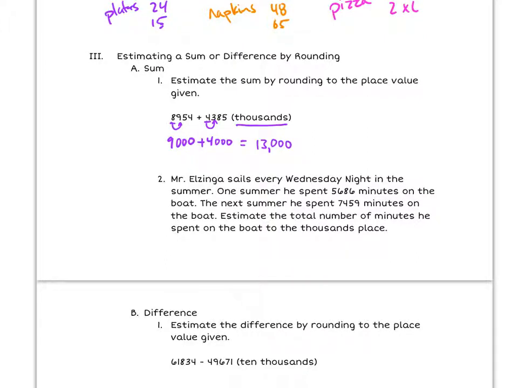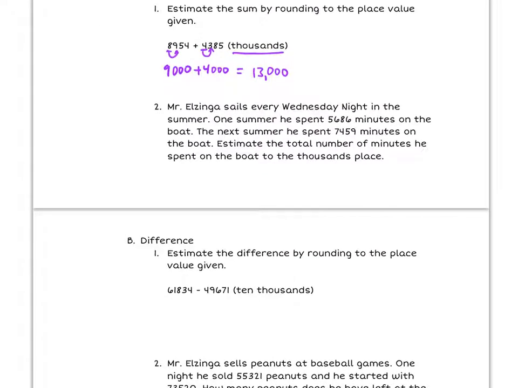So let's move on to our next one. You sail every Wednesday night. Mr. Elzinga sails every Wednesday night in the summer, and I actually sailed last night too. One summer he spent 5,687 minutes on the boat. The next summer he spent 7,459 minutes on the boat. Can we use a calculator?